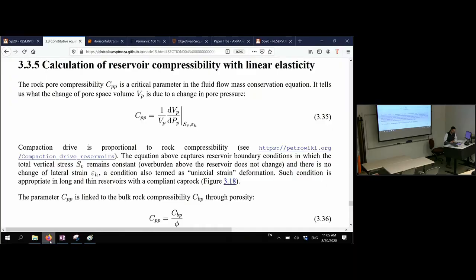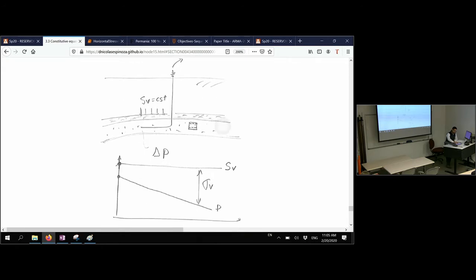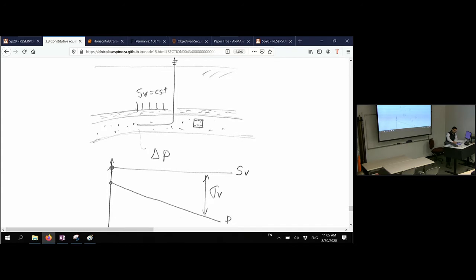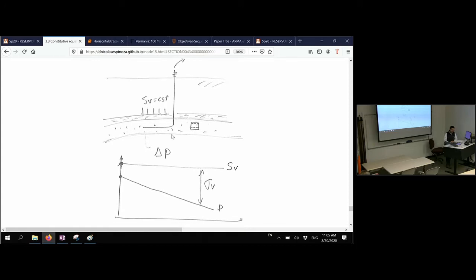I have an image over here, I believe, so I have to draw it again. Yes. In this image, what we have is a case of depletion in which we have a formation that you are depleting, and because the pressure is going to go down and basically everything above the reservoir is going to stay the same, that means that the total stress is going to stay the same. When you lower the pore pressure, you're going to add effective vertical stress to the rock, and that additional effective vertical stress is what is going to cause compaction.